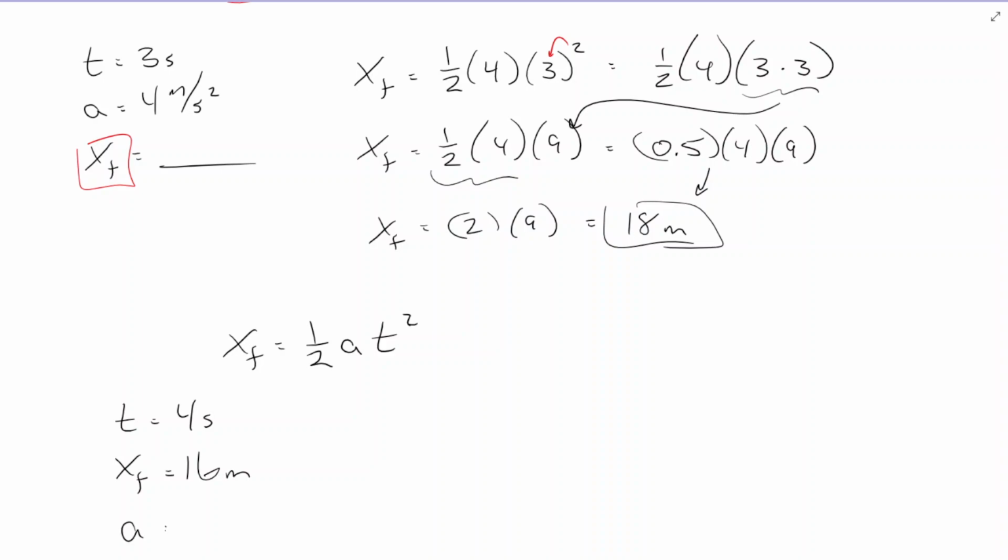And what I want to find out is, what is a? All right, so now if you look at this equation, we have x final, we have t, and we don't have a. And with any algebra equation, if we're missing one piece, we can always solve for it. And so really we're just going to solve for a.